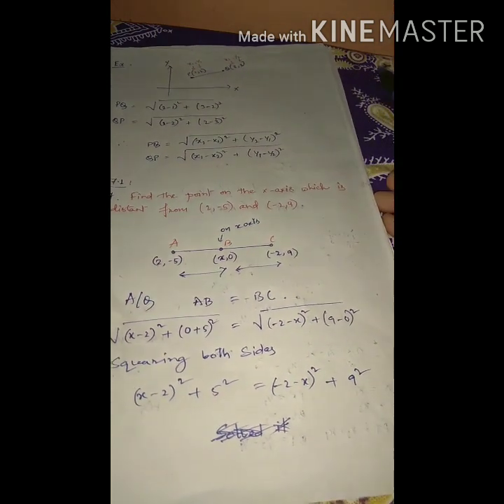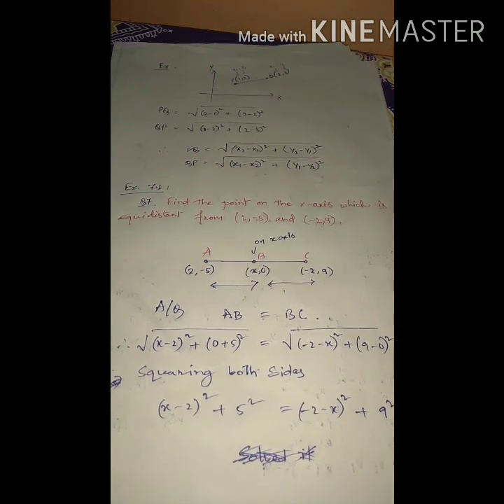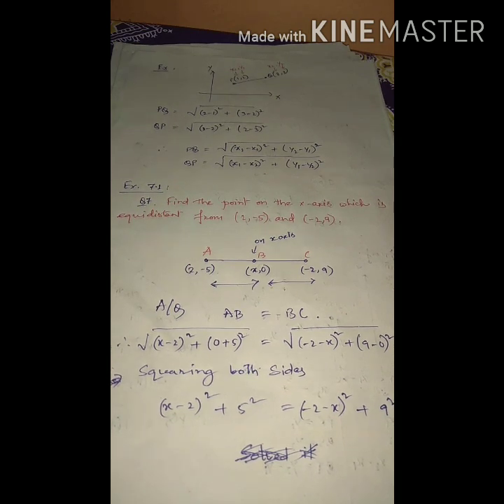One question we write here, and the question is this: find the point on the x-axis which is equidistant from the points (2, minus 5) and (minus 2, 9). This question is very important and a common question from the examination point of view. First of all, the condition is given: find the point on the x-axis. As we already discussed, when a point lies on the x-axis, the y coordinate is 0.